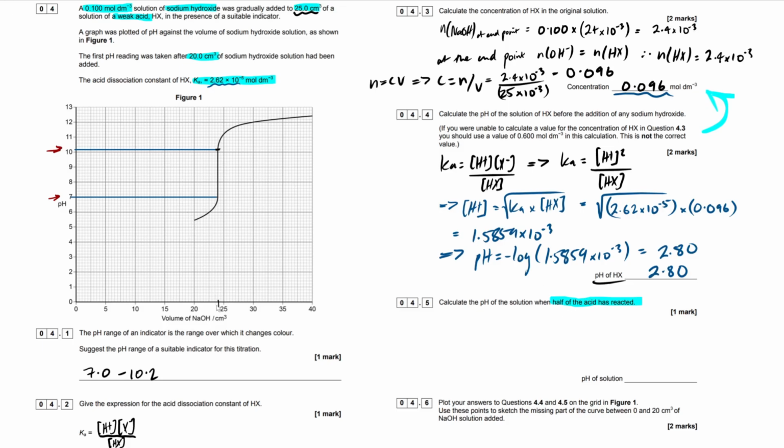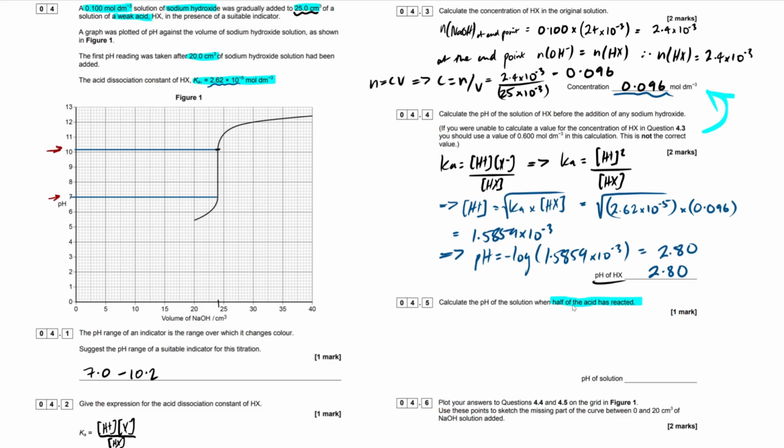Now, earlier, I mentioned that we have what is called our neutralization or our equivalence point, okay? And that's that vertical region here. Now, this is when all of the acid has reacted, okay? We get a neutralization reaction occurring where we're going from ultimately an acidic pH all the way up to a basic pH, okay? Now, what we need to know is that when half of the acid has reacted, this is known as our half neutralization or half equivalence point, okay?